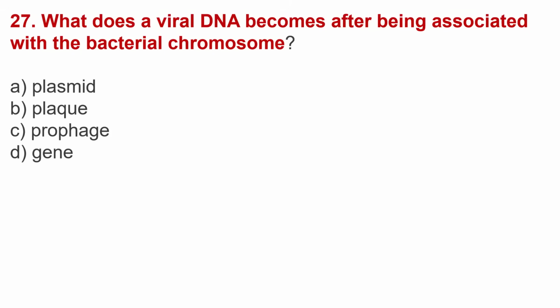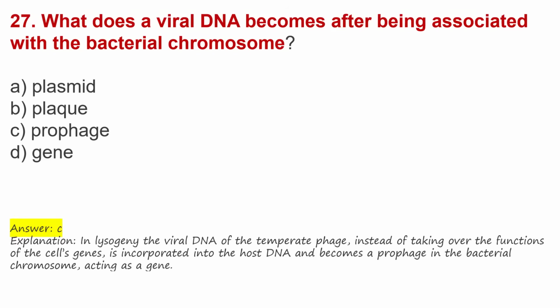Question 27. What does a viral DNA become after being associated with the bacterial chromosome? A. Plasmid, B. Plaque, C. Prophage, D. Gene. The answer is C. In lysogeny, the viral DNA of the temperate phage, instead of taking over the functions of the cell's genes, is incorporated into the host DNA and becomes a prophage in the bacterial chromosome, acting as a gene.